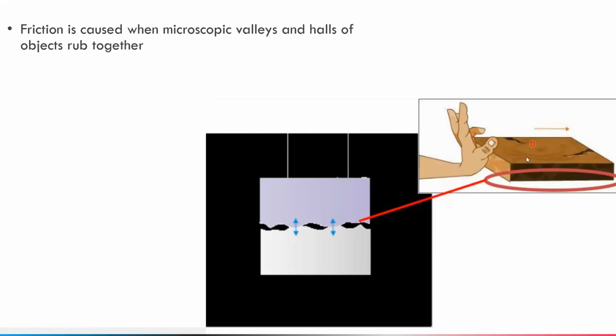Look at the wood. Look at the table. Between them, there's a friction. From where does this friction happen? Look at the object of the wood here. It comes from valleys and hills. The table, it comes from valleys and hills. When they are connecting to each other, when they are sticking to each other, friction will happen.